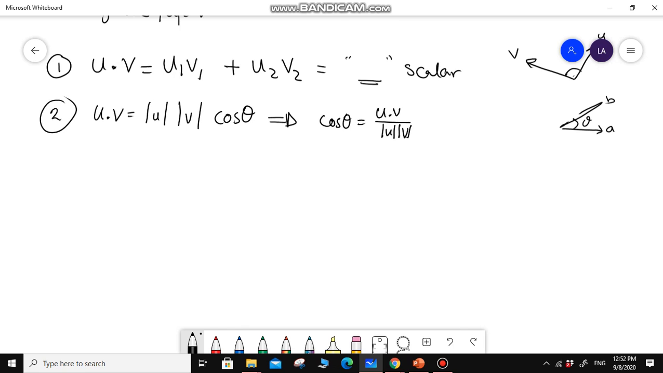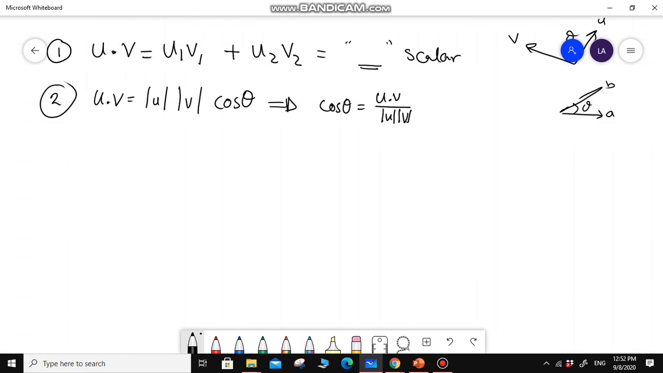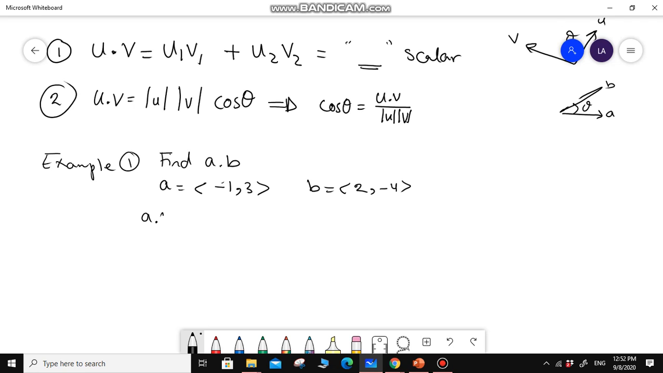examples will make it clear. So let us take example 1. Find a dot b, where a is equal to (-1, 3) and b is equal to (2, -4). So I want a dot b, and I am given the two vectors. I'll be applying the rule: -1 multiplied by 2, the x components together, and then plus 3 times -4. This will give me -14.